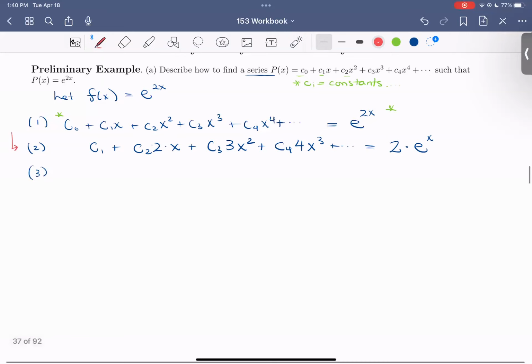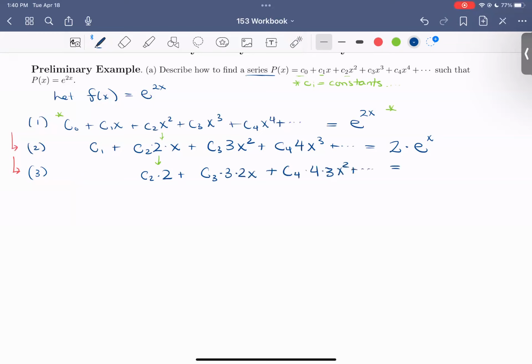Okay, so step 3, we're just going to do this again. We're going to take the derivative again. Now c1 is constant, so that would just be 0. So now we're going to get c2 times 2 for the derivative of this first term. Maybe I'll keep this in order so we see where the derivatives line up here. So the derivative here is going to be c2 times 2 plus c3 times 3 times 2x plus c4 times 4 times 3x squared, etc. Derivative on the right: oh, and we should correct that exponent here. We still have 2x in the exponent. So good job if you already caught that.